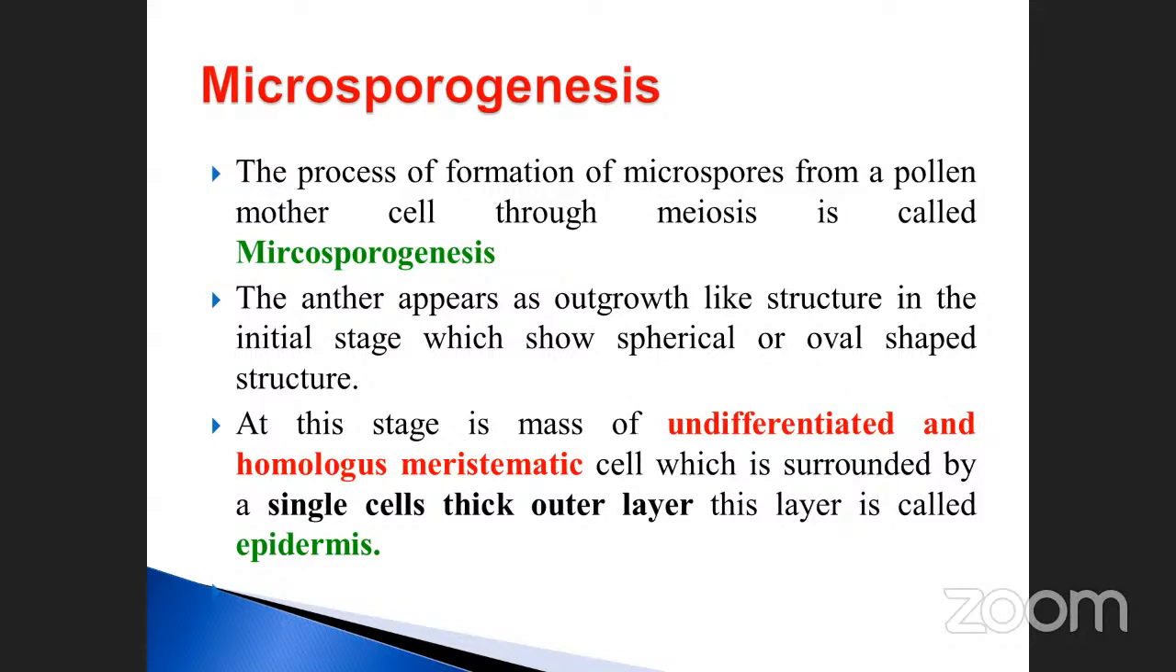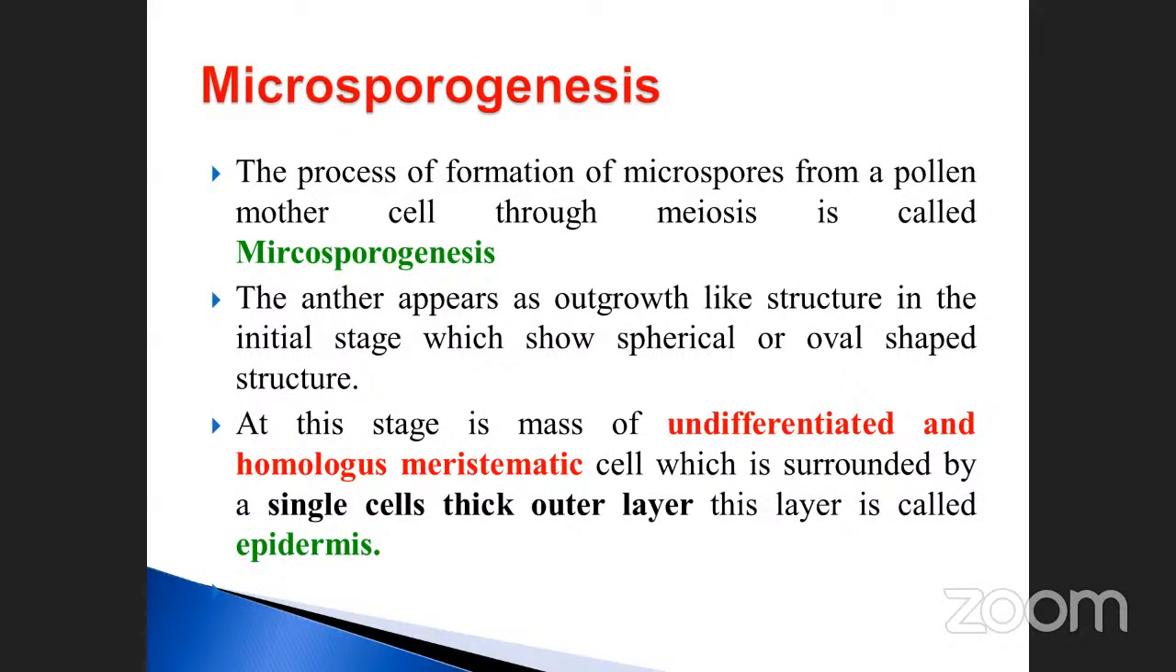Okay, what about these structures? The anthers appear as outgrowth-like structures. In the initial stage, anthers appear as outgrowth-like structures, which show spherical or oval shapes. Already you know very well that each and every anther looks oval or spherical in nature. Okay, in the initial stage. And then after that, how will it be? It also undergoes growth, and it is undifferentiated and homologous meristematic cells, surrounded by a single cell thick outer layer.